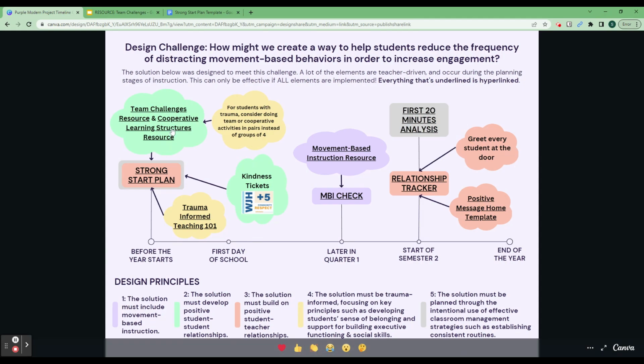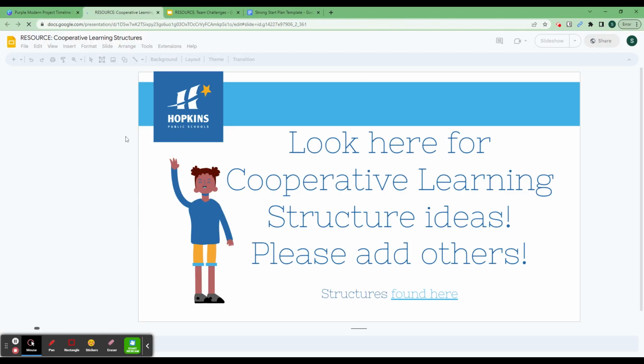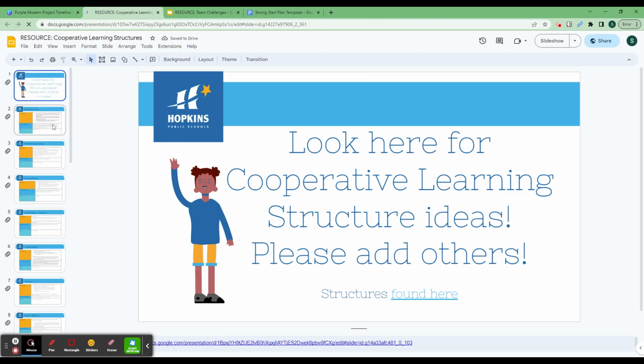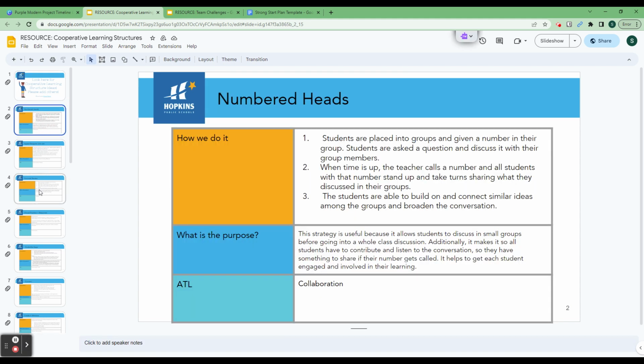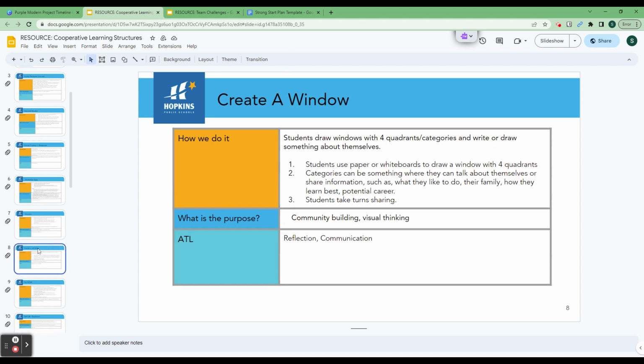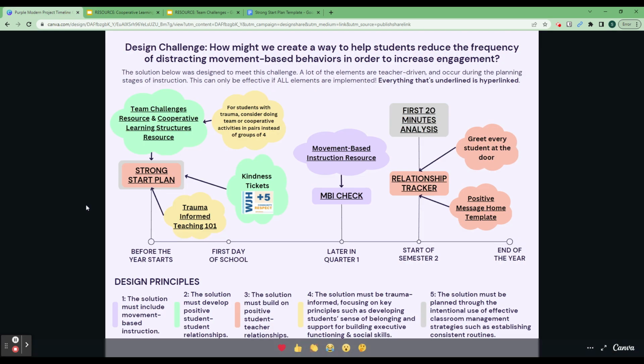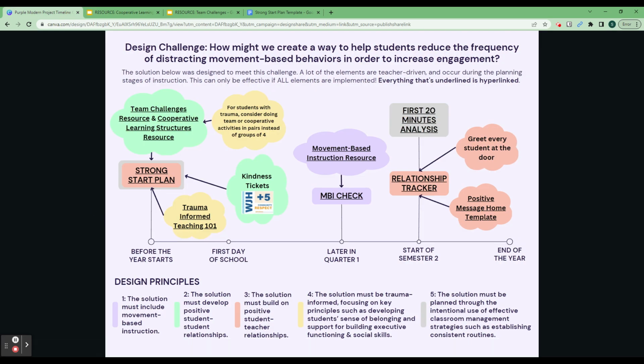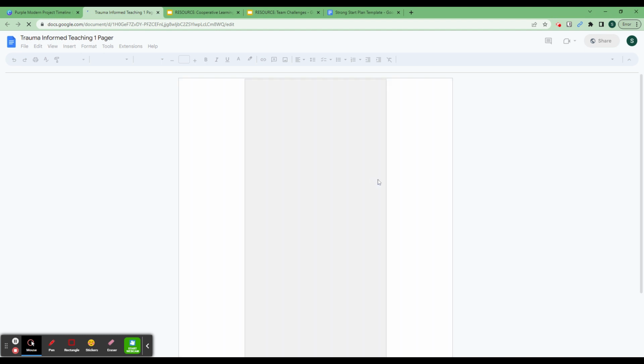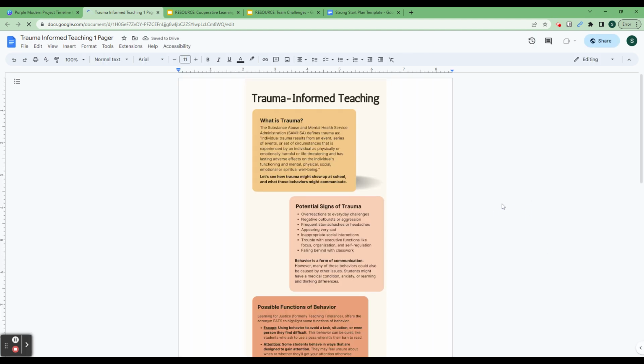The second resource that might contribute to a stronger Strong Start Plan are these cooperative learning structures that were pulled together by our instructional coaches. And these activities like numbered heads, choral response, these can help structure the collaborative or cooperative learning process, which contributes to stronger student student relationships. Additionally, things like kindness tickets can help build stronger student student relationships and build a culture of kindness at the school.